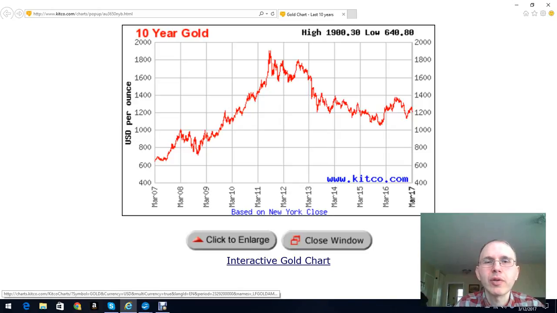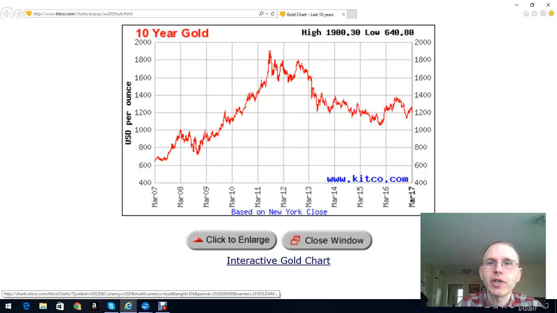Hello everyone, today we are going to talk about the price of gold and whether it's actually worth investing into gold or precious metals. If you look at this chart, in March 2007 the price was a little bit higher than $600 per ounce, which is a little bit less than 30 grams in the metric system. Over 10 years, it has doubled and become a little bit more than $1,200. So it seems like a good investment.